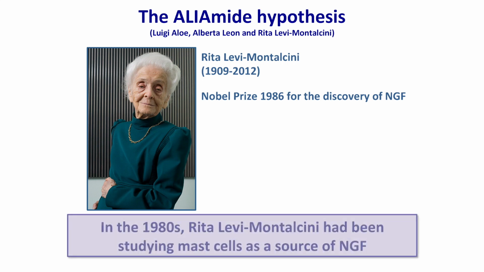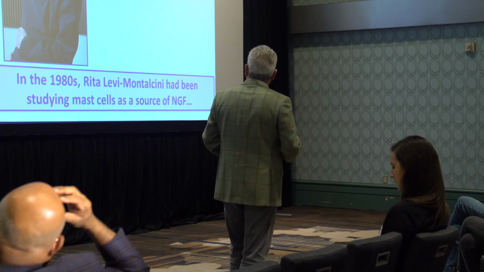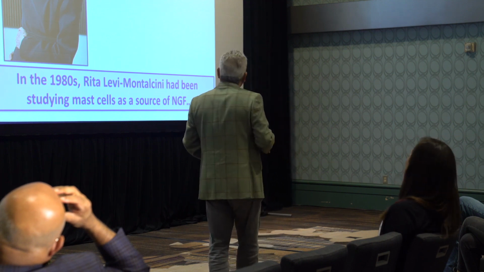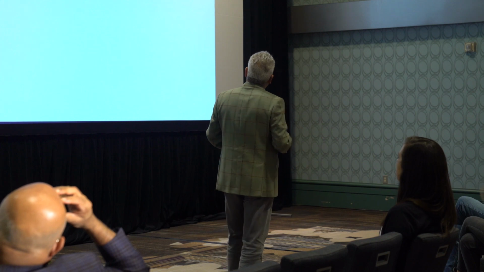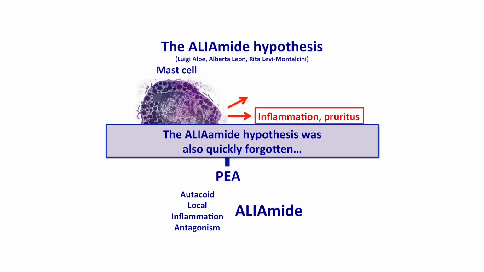Anyway, in the 1980s and early 1990s, Rita was working on mast cells, also called mastocytes. I'll tell you in a minute what they are, because she discovered that they make nerve growth factor. They make NGF. So she was working on these mast cells, and members of her lab came up with a possible explanation for what PEA might be doing. These are the three people I'm referring to. Of course, Rita is right here, and Luigi Aloe and Alberta Leon were the two co-workers who came up with this idea.